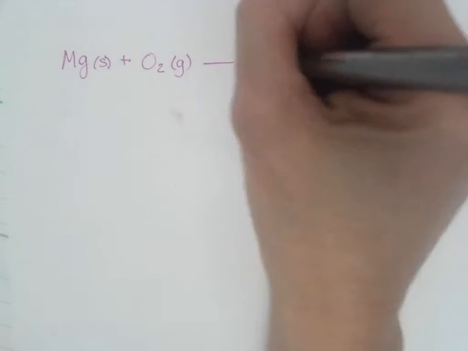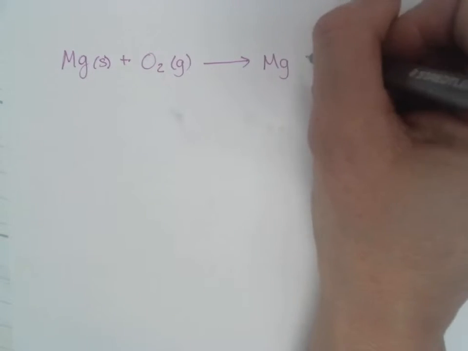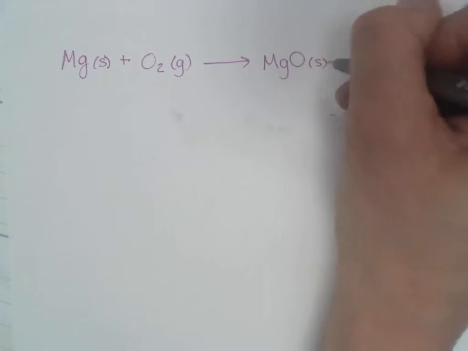Okay, you are given a chemical reaction or a chemical equation, and you need to balance it. So let's start with what you would be given. Let's say it's magnesium in a solid form plus oxygen gas. Magnesium in the solid form plus oxygen gas yields magnesium oxide in the solid form.